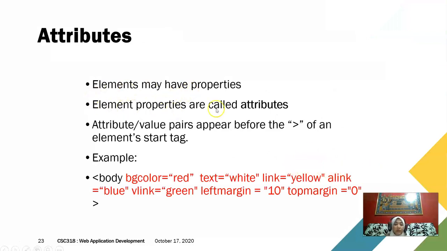Elements have properties, and we call element properties attributes. For example, we have the body element. Inside body, we have many attributes. If you want a background color, you can use BG color. This is an attribute. If you want text or link colors, these are all attributes inside the body element. So in the first hierarchy you have elements, and inside elements you have attributes.